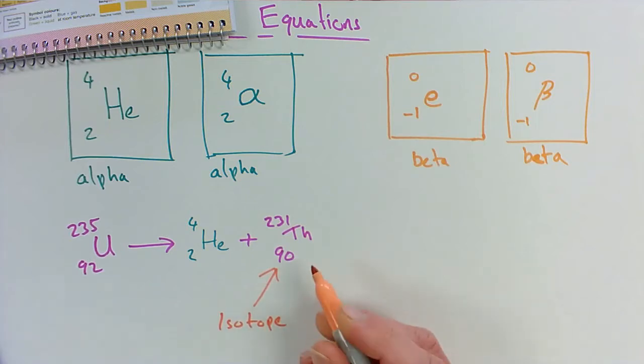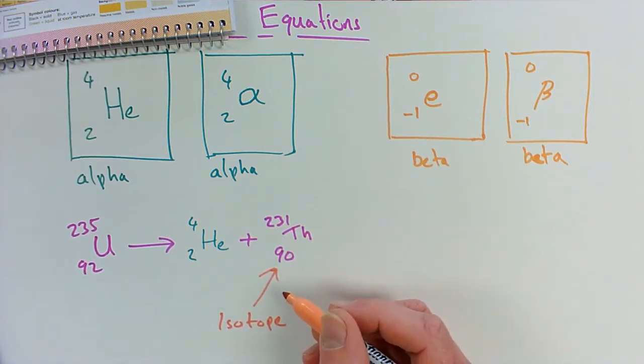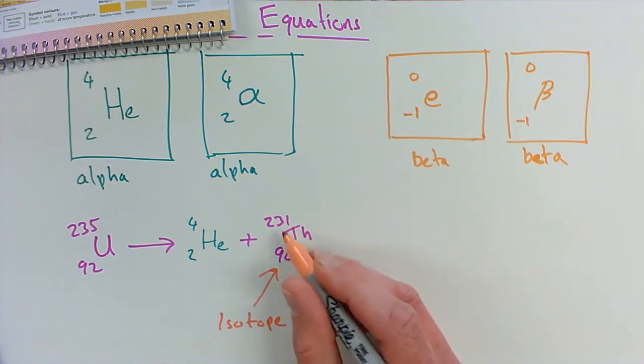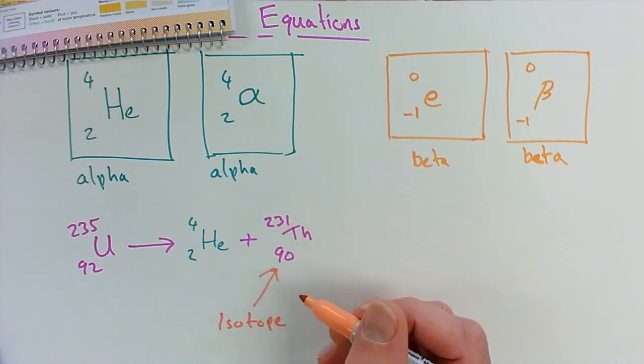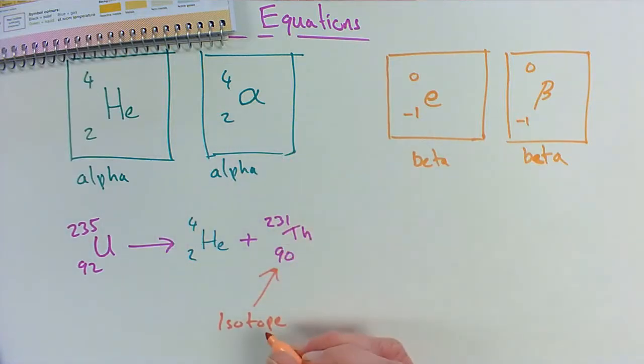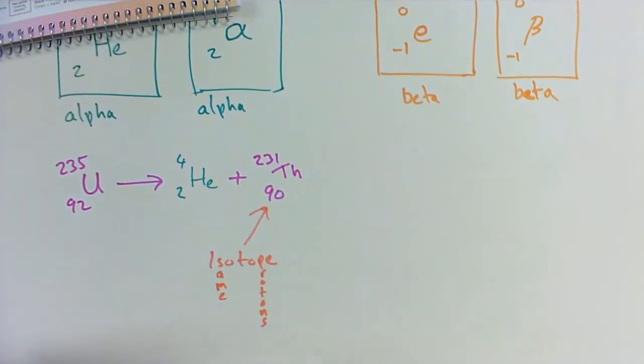An isotope is a similar, or the same element, except the number of neutrons is different. So the proton number is the same, but the neutron number is different. I'd like to write it like this: same protons, so same number of protons, but different number of neutrons.